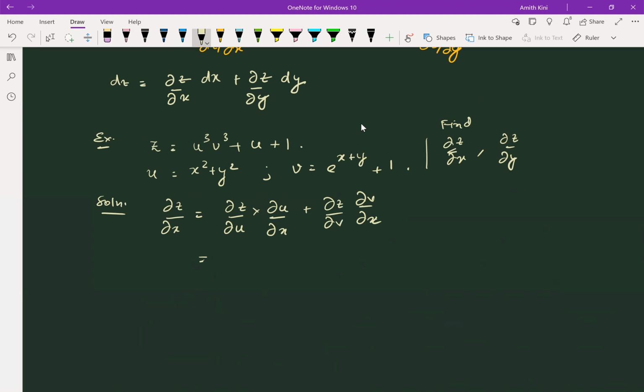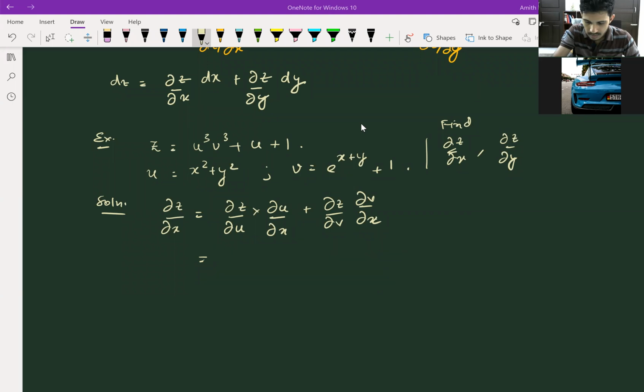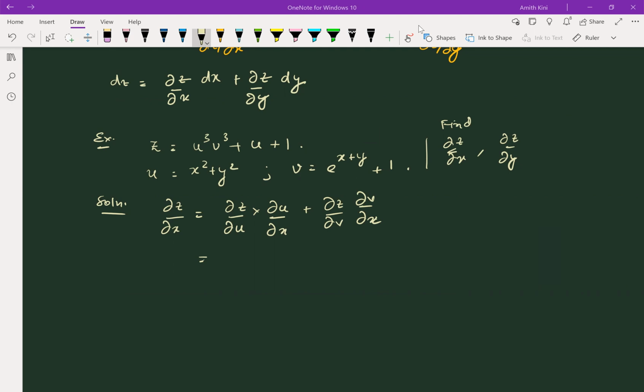Okay, so now let's do this. Karthik, you tell me del z by del u. Yeah, 3u squared v cubed plus 1. Okay. Tell me del u by del x. Del z by del v. 3v squared u cubed times, it's just e to the power x plus y. Perfect. Times 1. Perfect. Good. So this is the answer.